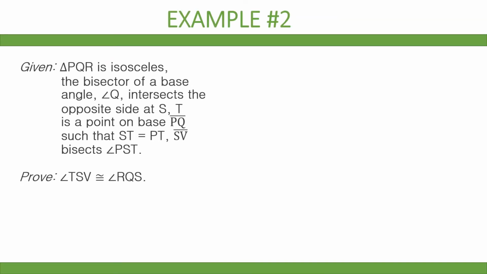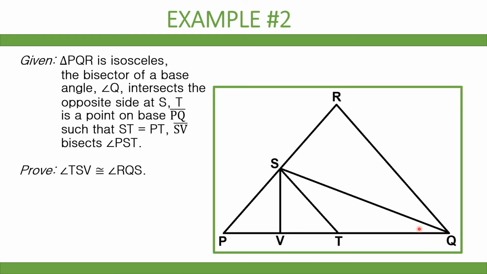Example number 2. Suppose that we are given the triangle PQR is isosceles. The bisector of a base angle, angle Q, intersects the opposite side at S, and T is a point on base PQ such that ST equals PT, and finally line segment SV bisects angle PST. Prove that angle TSV is congruent to angle RQS.